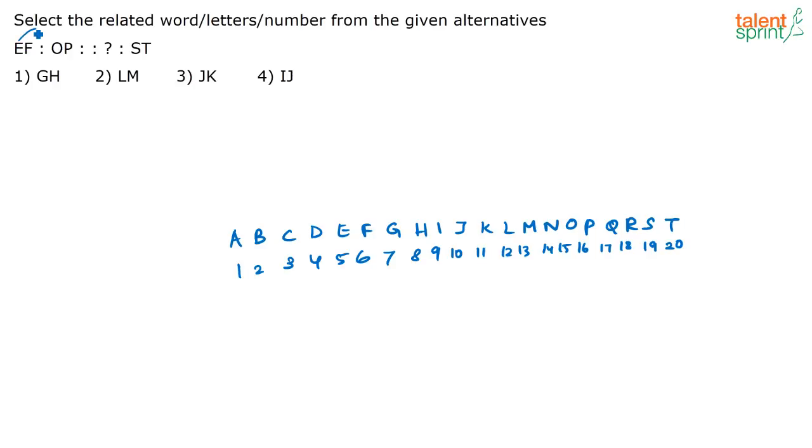Now, what is the relationship between E and O? See, E is 5. Position of E is 5. And position of O is 15, correct? So basically E plus 10 is giving you O. Now similarly, what should come here so that the next set of letters will be S and T? What should come here? The letter that will come here, there will be 2 letters.